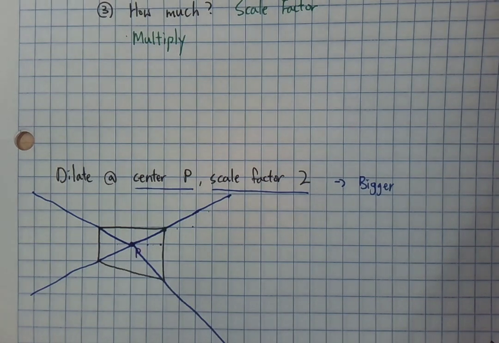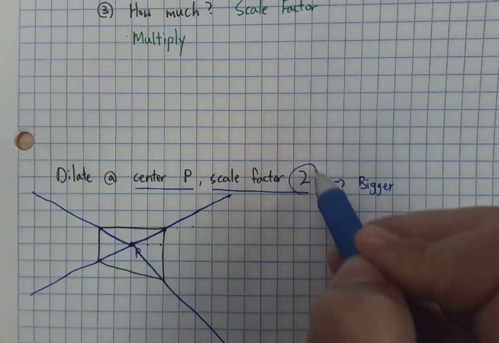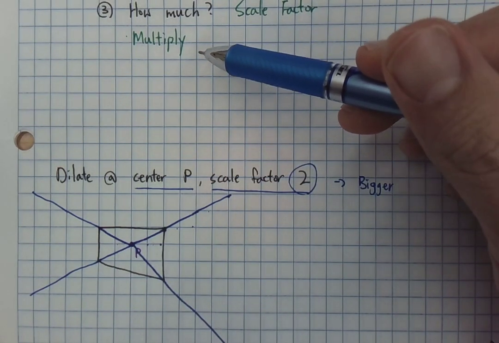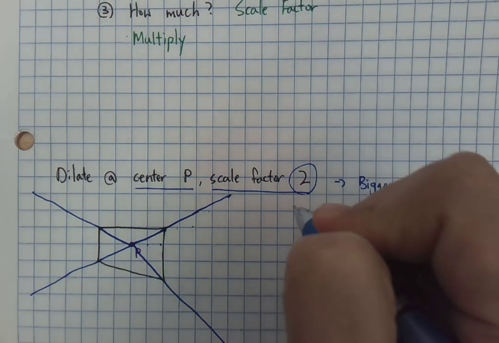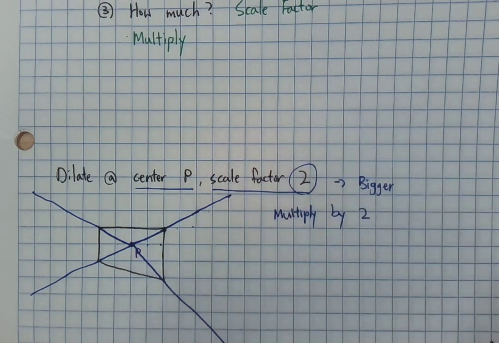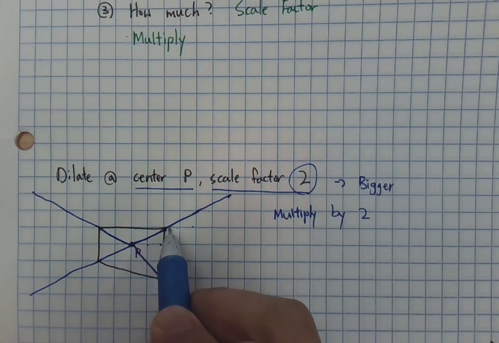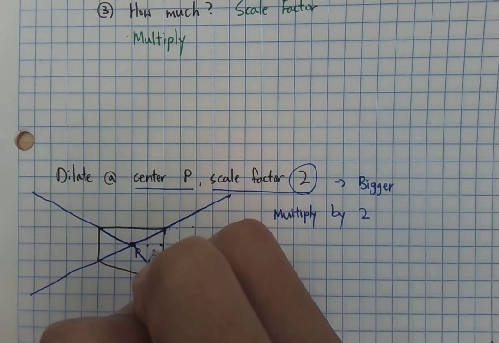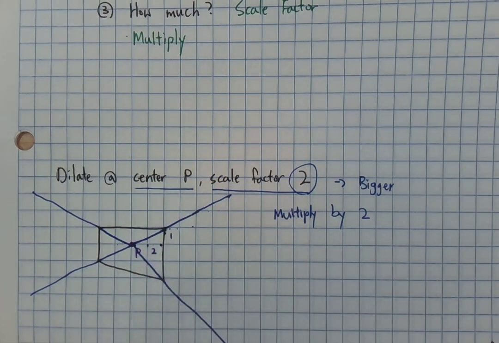Now we have the center, and we drew the guiding lines. Now we just need to dilate. Scale factor is 2. And on number 3 up here, how much, you multiply by the scale factor. So we are multiplying by 2, every single one of them. So let's look at this vertex first. From the center to this vertex, I go 2 to the right, 1 up. So I'm going to say 2 right, 1 up.